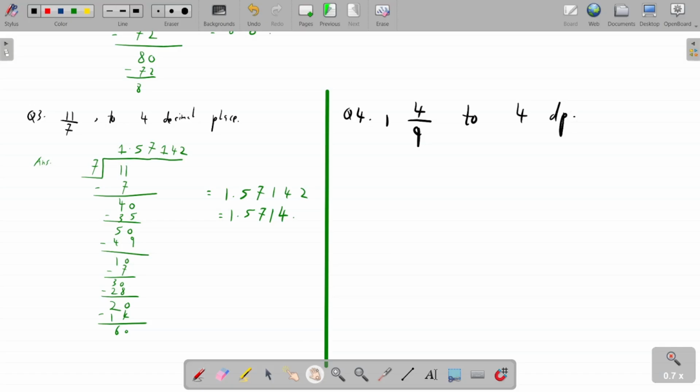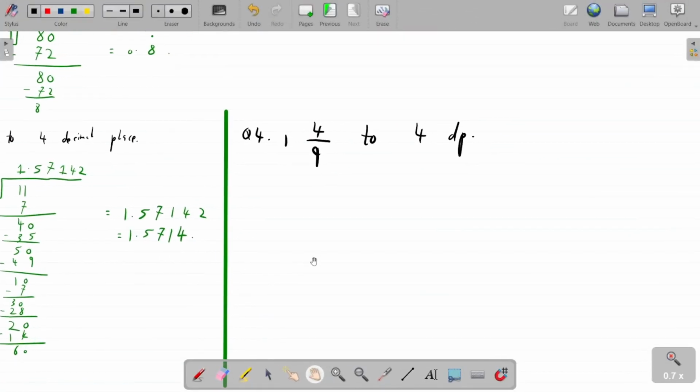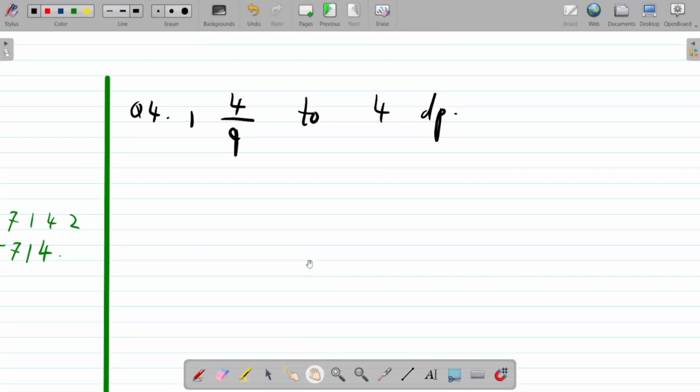Now you first have to convert this into an improper fraction, then you have to divide it. This is going to be a 3-mark question. So first of all, what was the improper fraction that you got from this? 14/9. Okay, so we first multiply and add. 9 times 1 plus 4, that's going to be 13 divided by 9.